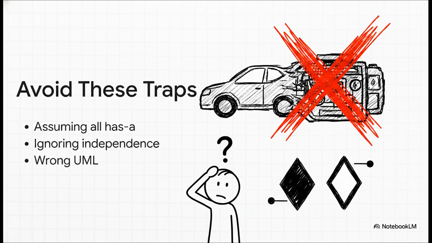And remember, has-a is very different from is-a. A car has an engine, it isn't an engine. Don't confuse your inheritance with your composition. Also, drawing the wrong UML diamond or sticking it on the parts side instead of the whole side is a classic mistake that's going to confuse your entire team.